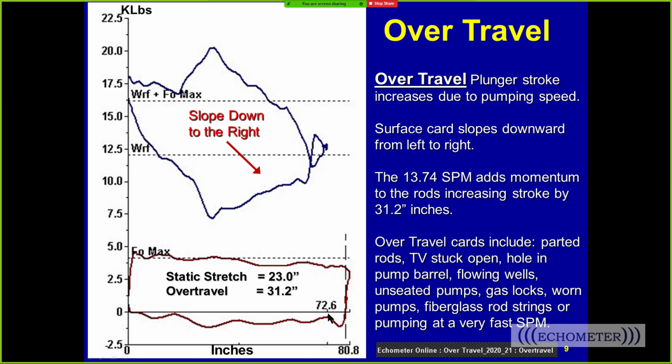The surface stroke is 72 inches, and the downhole stroke is about 7.8 inches longer. So in over travel cards, typically the pump stroke is longer than the surface stroke. In this case, we ask what causes over travel?